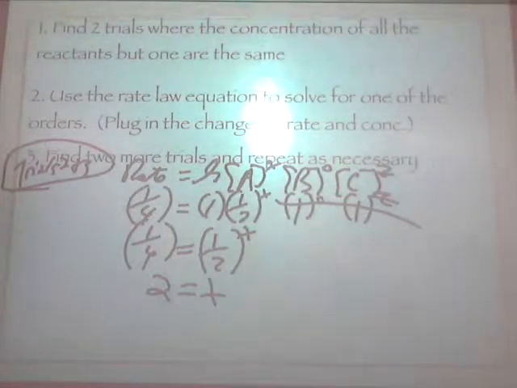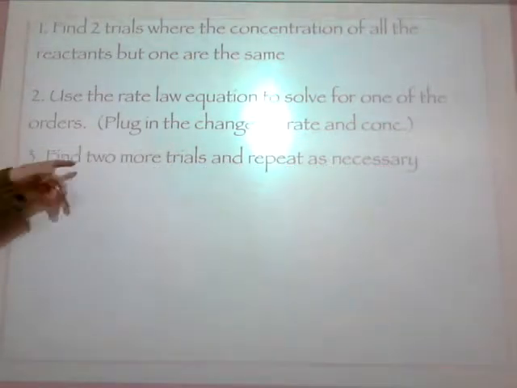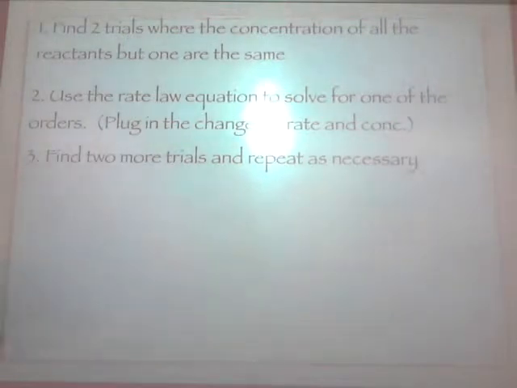All right. Now, it says, let's go back to this again. Find 2 more trials and repeat this. I'm still not done. I've got to try to find 2 more trials and find the last variable. Let's take a look at what happens there.